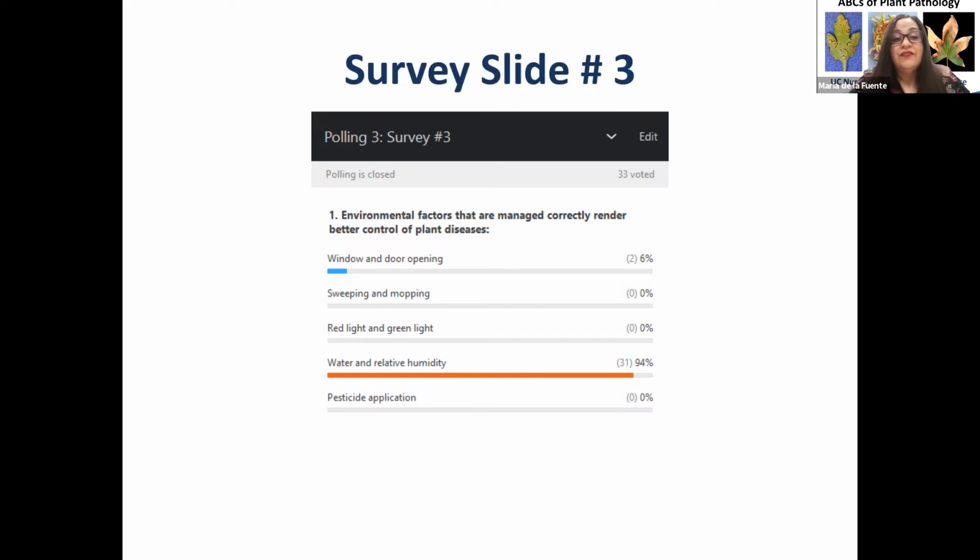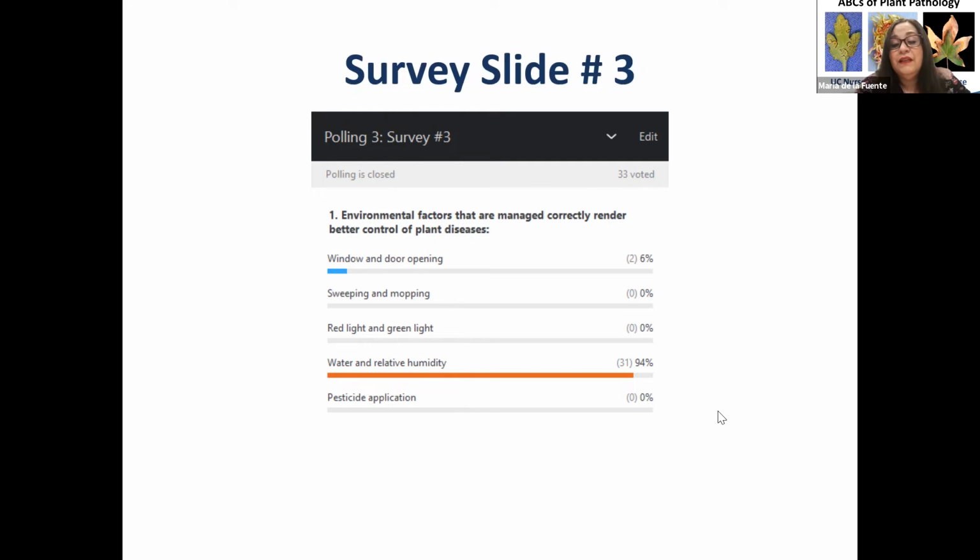The environmental factors, actually, the only ones that I put there are lights, but we didn't even talk about lights, and the water and the relative humidity. Of course, if you open doors and windows, you can help control the water and relative humidity. But the window and door opening is not an environmental factor. The environmental factors are factors that are in the environment. So, but well done. Most of you got it right.